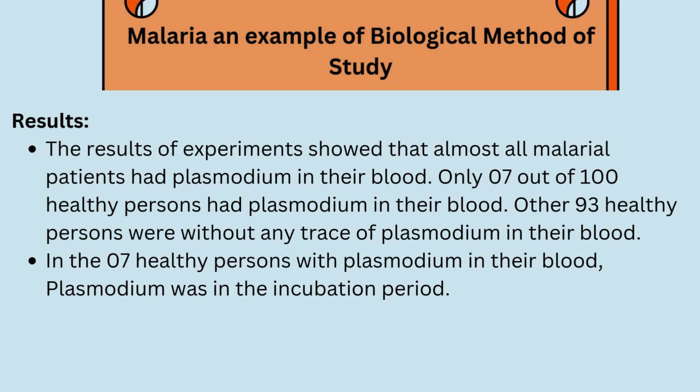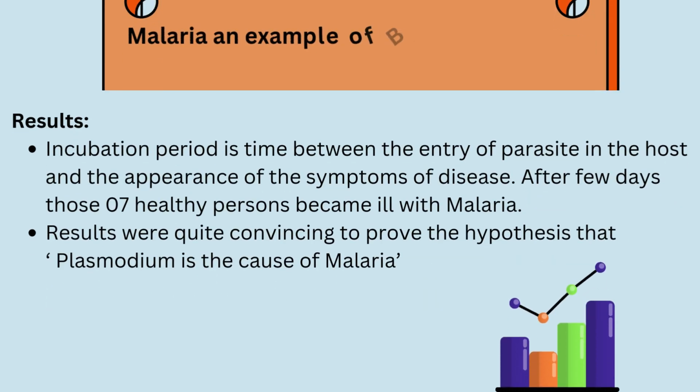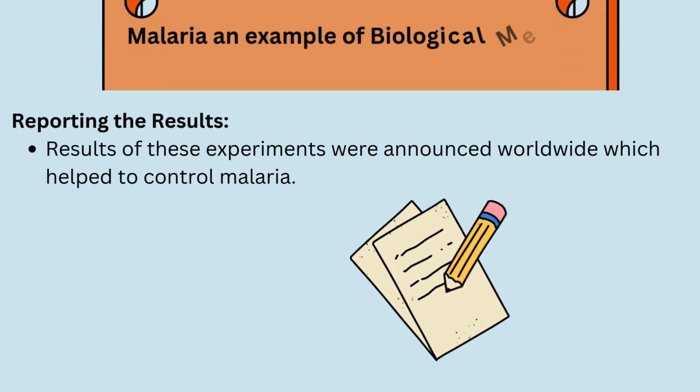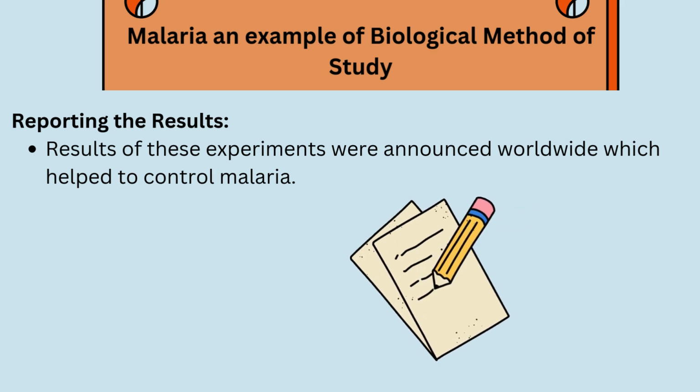In the 7 healthy persons with Plasmodium in their blood, Plasmodium was in incubation period. The incubation period is the time between the entry of parasite in the host and the appearance of the symptoms of disease. After a few days, those 7 healthy persons became ill with malaria. Results were quite convincing to prove the hypothesis that Plasmodium is the cause of malaria. Results of these experiments were announced worldwide, which helped to control malaria.